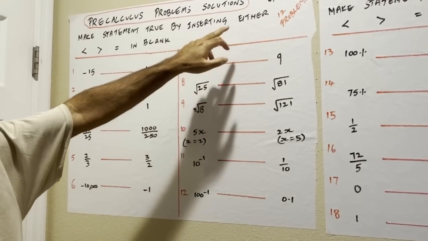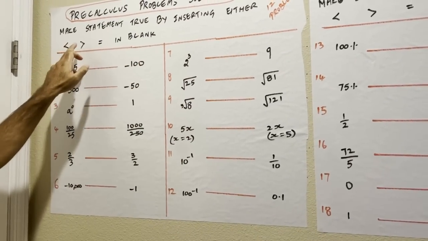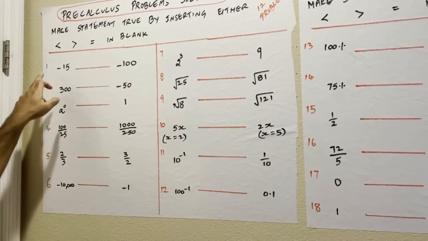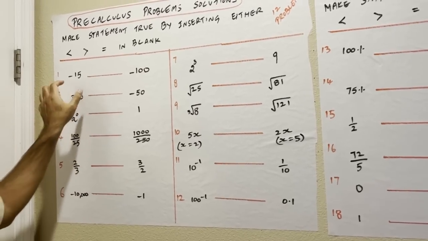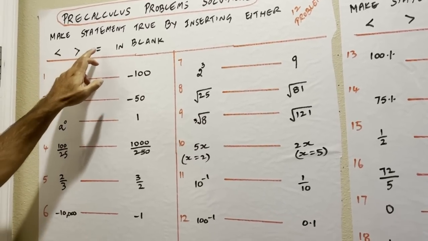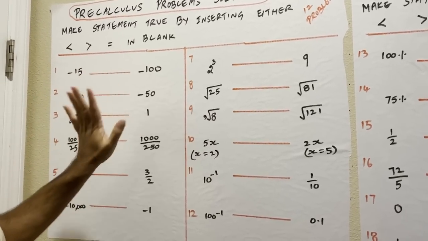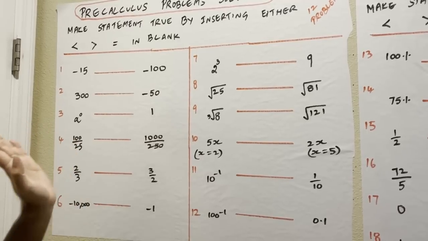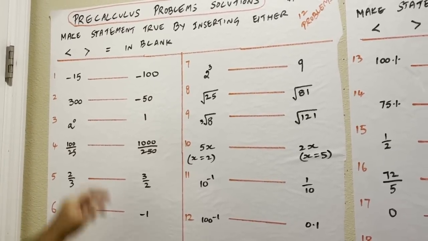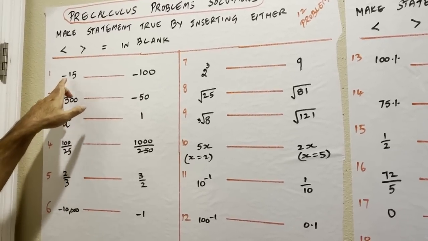For example, make the statement true by inserting either less than, greater than, or equal in the blank. What I mean is, this is the first problem. So you have two quantities. You have to put either less than, greater than, or equal after looking at both quantities. All are mathematical problems and solutions. So I'm going to start solving one by one. Let's take the first problem.